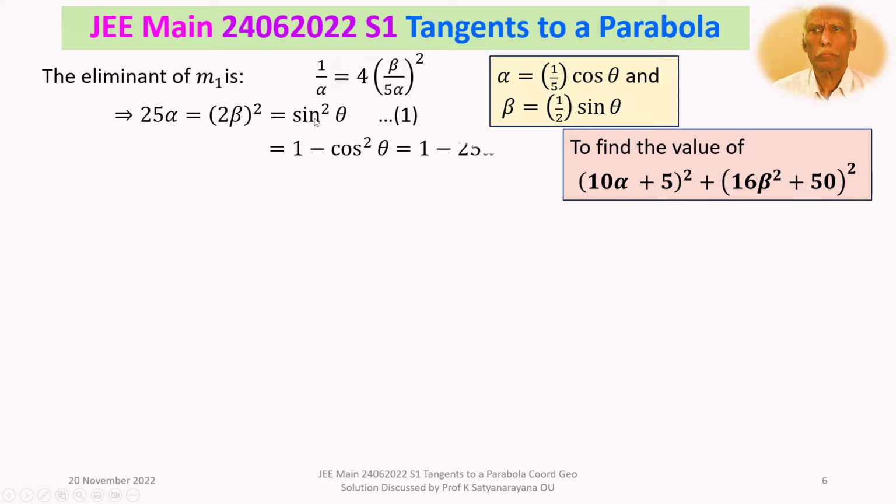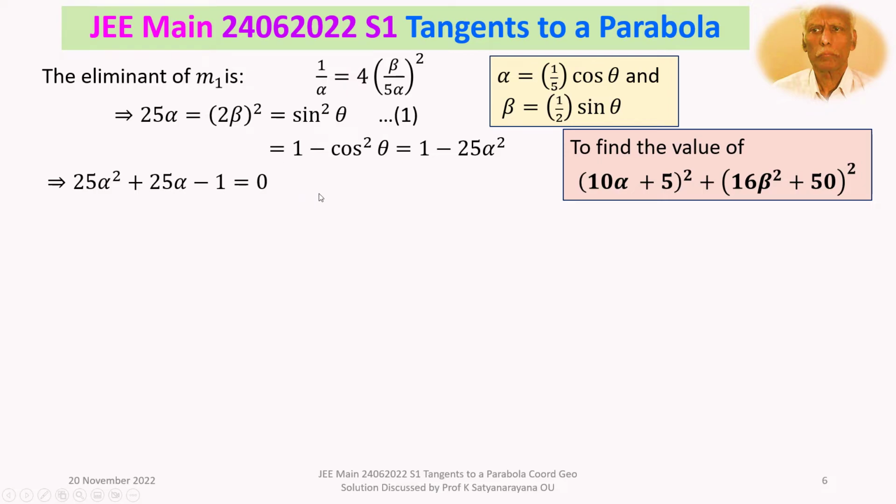And for sin square theta, we write 1 minus cos square theta, and cos theta is 5 alpha, so cos square theta is 25 alpha square. So 25 alpha is equal to 1 minus 25 alpha square, and this will give you a quadratic equation: 25 alpha square plus 25 alpha minus 1 is equal to 0.